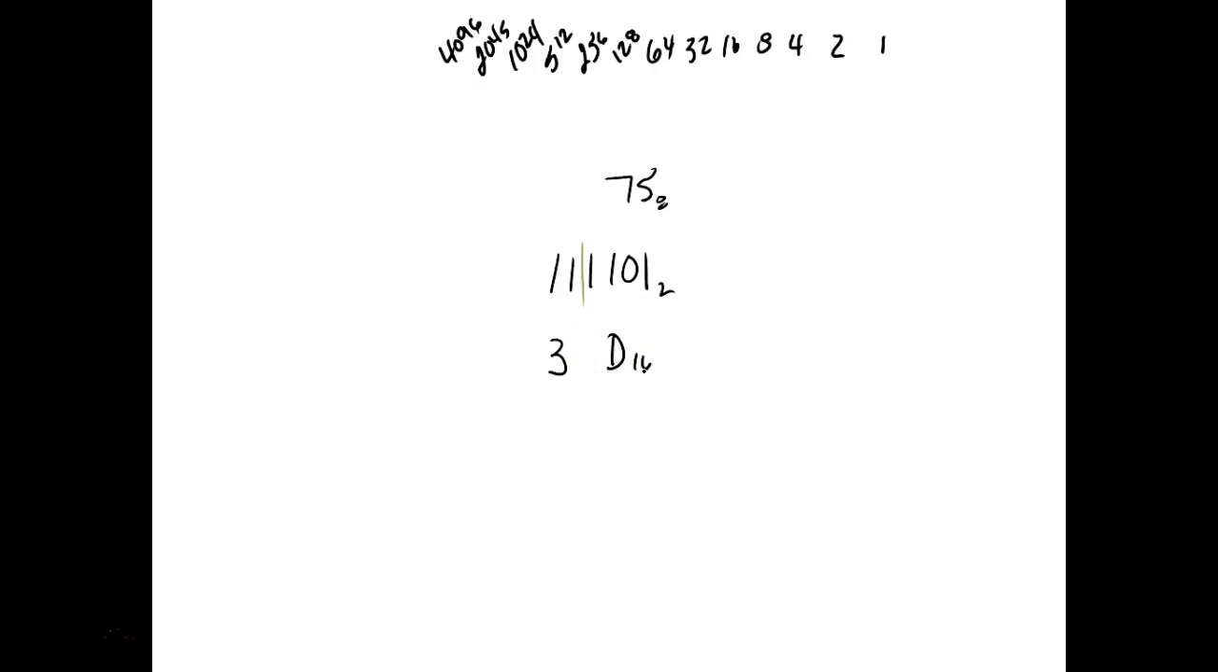And then decimal. So I could go 1, 2, 4, 8, 16, 32. So I can add 32 plus 16 plus 13, right? And that should give us our decimal number.